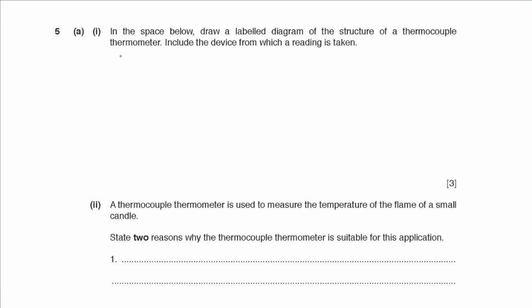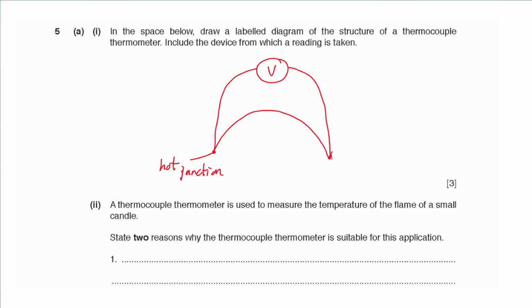Part a i says in the space below, draw a labelled diagram of the structure of a thermocouple thermometer. It includes the device from which a reading is taken, which is a voltmeter. We draw it as a circle with a V inside. We have two wires coming out of the voltmeter and a third wire connecting the two ends of the wires. One of them is called the hot junction, the other is called the cold junction, which is immersed in pure melting ice. We can draw something like this and just label it pure melting ice.